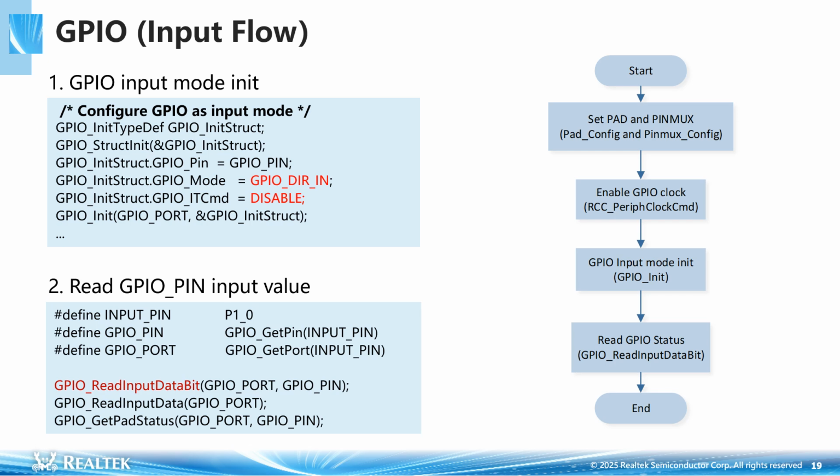The configuration process for GPIO input mode is as follows. Step 1. Configure pad and PINMUX. Step 2. Enable the GPIO clock. Step 3. Fill the required input parameters into the GPIO initialization structure and configure GPIO as input mode. Step 4. Call the GPIO read data function to read the current pin level.